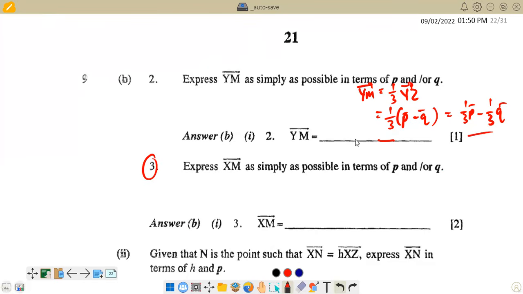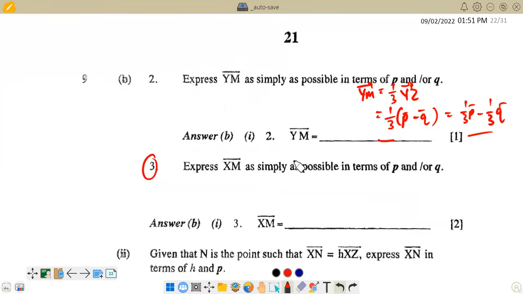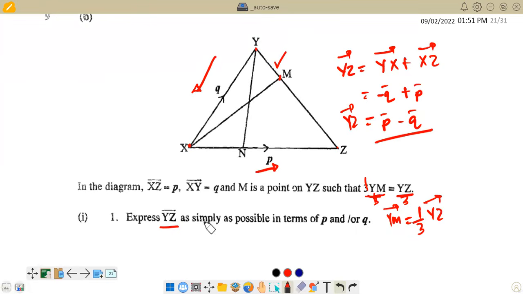Okay, XM. Now we have got YM and we need XM. So let's get back to our diagram, from X here to M. Since we have this YM, I'm just going to take this from X to Y and Y to M, just like that. So that's the route that I'm going to take. So XM, guys, let us just write it here. XM is equivalent to, we said we are going to take from X to Y, then Y to M. So that's XY here.